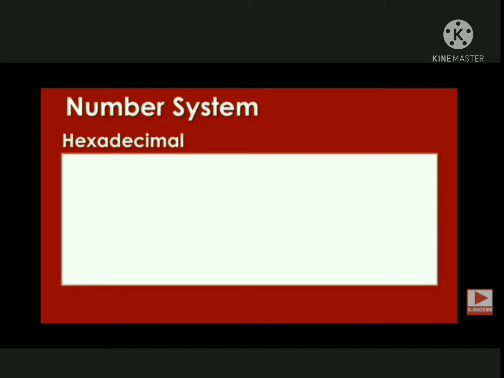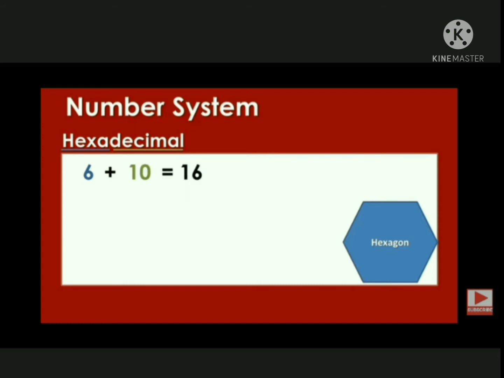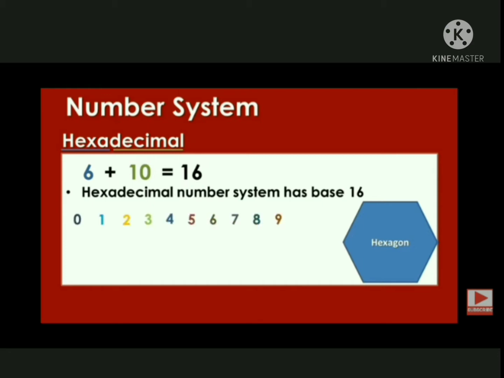And the last is hexadecimal. Hexa means hexagon, which has 6 sides, and decimal is 10. 6 plus 10 equals 16. Hexadecimal number system has base 16: 0 to 9, and A to F. A is 10, B is 11, C is 12, D is 13, E is 14, and F is 15.